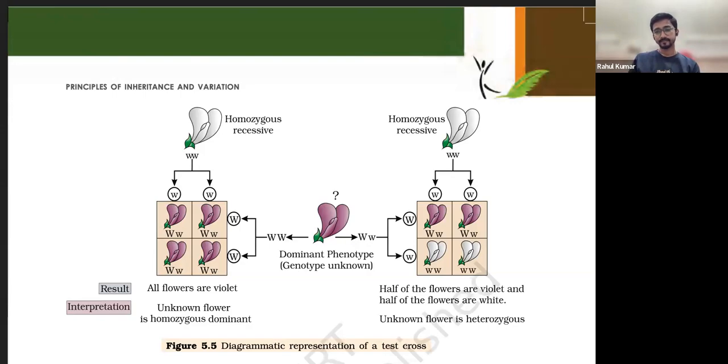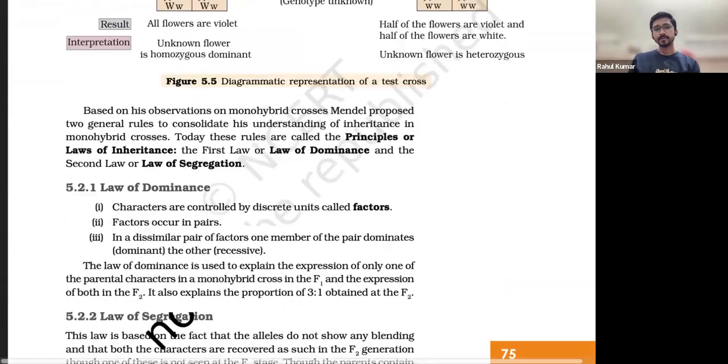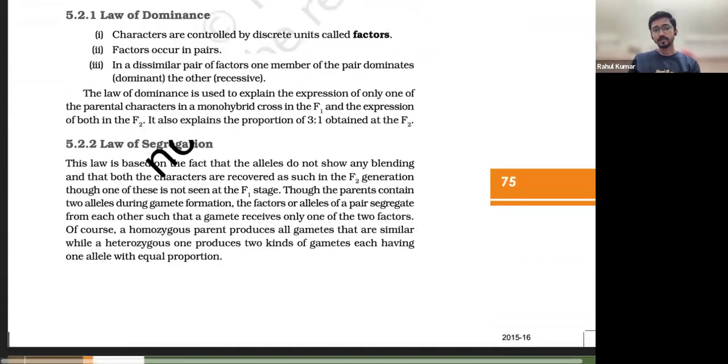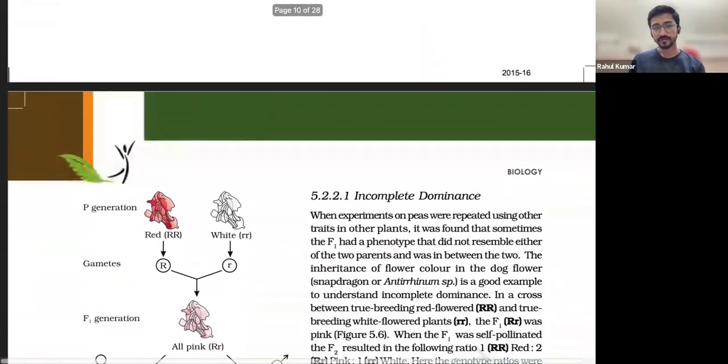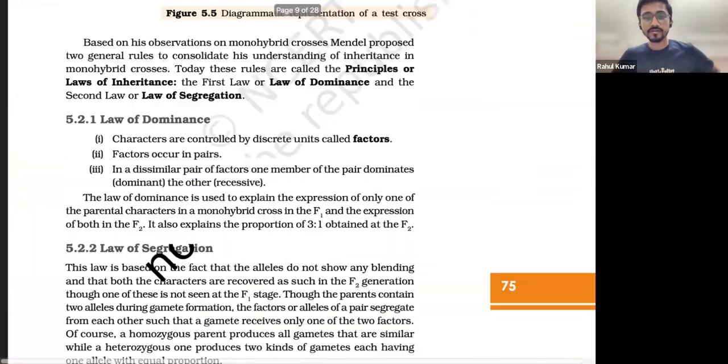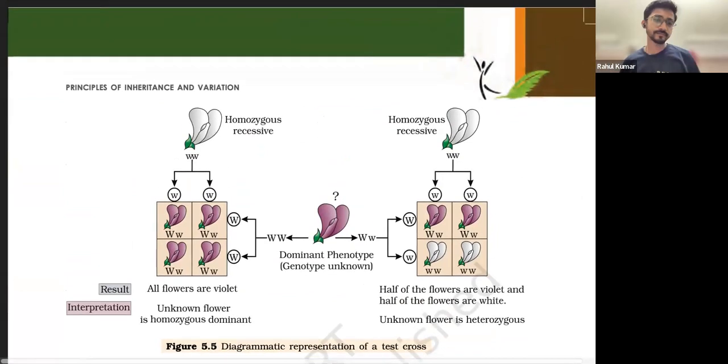Yes, sir. Perfect. So this is called a test cross. Now, one question is, what is a back cross? Write down this question: what is a back cross? And the difference between test cross and back cross, I have seen multiple times coming in boards for 2 marks.